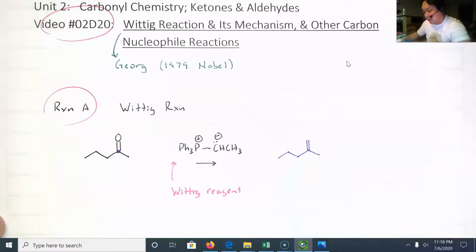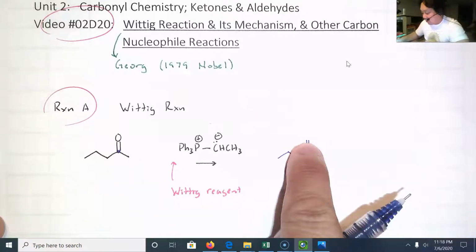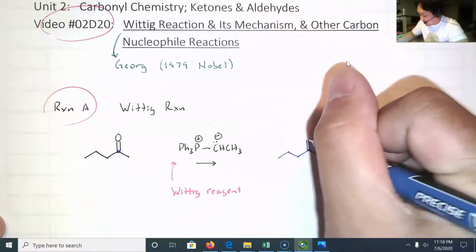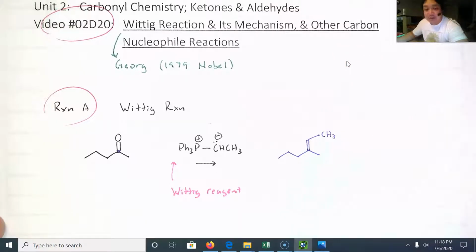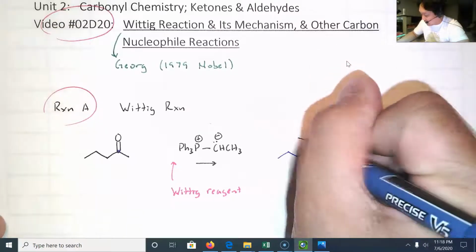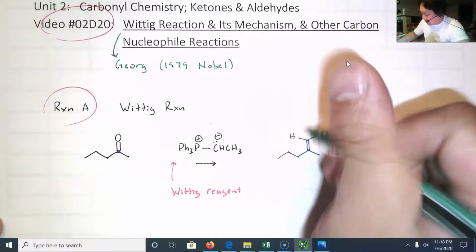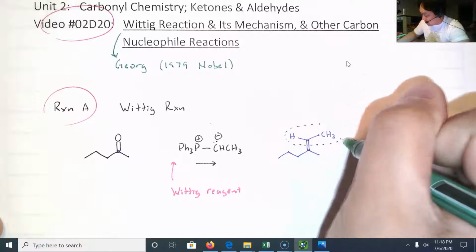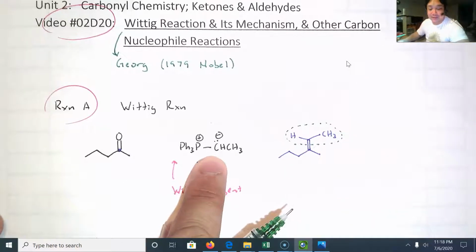When you draw the product, just go ahead and draw the double bond, but don't draw that oxygen. Pretend that that carbon is now this carbon, and we have an H and a CH3. To make it trans, we'll put the CH3 here, on the less crowded side, and we'll put the H here. You see how literally this part of the molecule, those atoms are exactly those atoms right there.